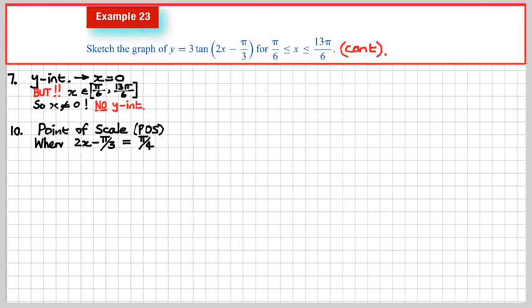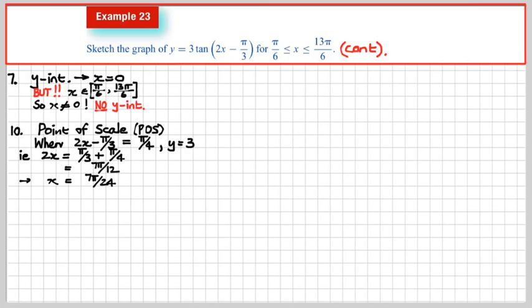Point of scale, so when 2x minus pi on 3 equals pi on 4, what do we then get? We get y equals 3 because of the dilation here, whereas y would normally be 1 when the x is pi on 4. So we'll solve that for x now. There we go. So it's pi on 12. Pi on 12, so there's our 7 pi on 12.